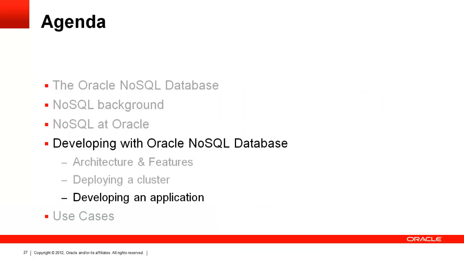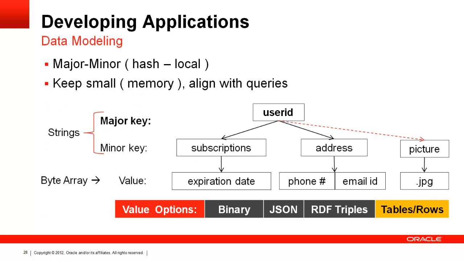Okay, so now we're going to look at actually developing an application. We've deployed a cluster, so we have a database that's there, and so now we can actually create an application to access it. One of the things we need to talk about is that this is a distributed database. So we need to think about how we distribute the data around the store. We do that using a hashing mechanism on a key, and then beneath the key is a value.